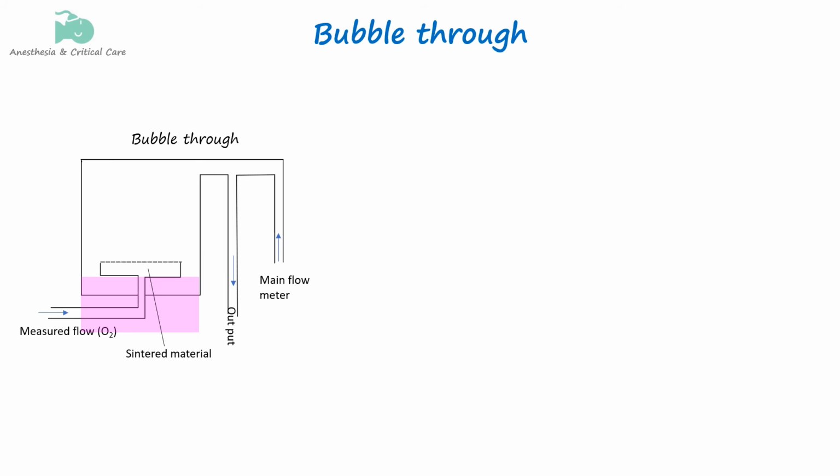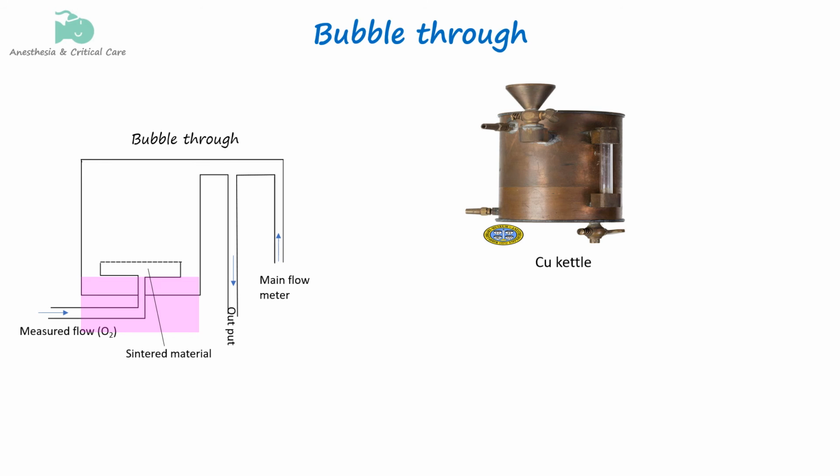In devices like the copper kettle vaporizer, carrier gas is allowed to bubble through the liquid anesthetic. This method, known as the bubble-through system, utilizes agitation and splashing to create smaller bubbles, thereby increasing the surface area of the gas-liquid interface. The size of the bubbles, depth of the liquid, and the velocity of the carrier gas flow all influence the vaporizer's output.